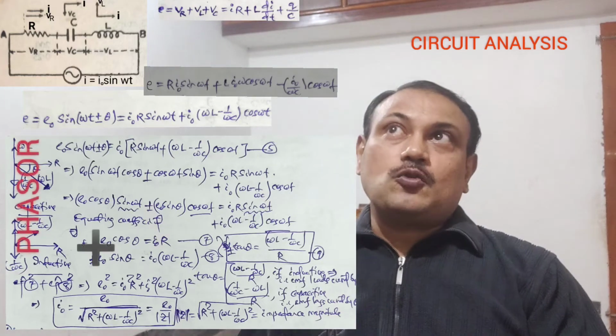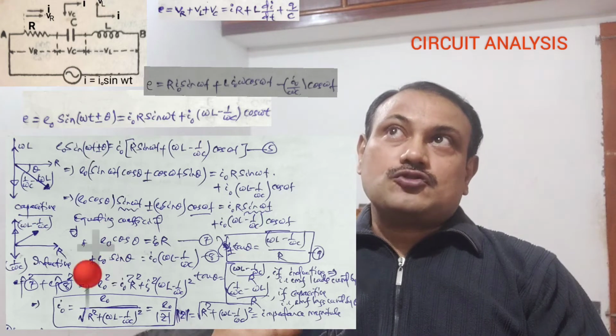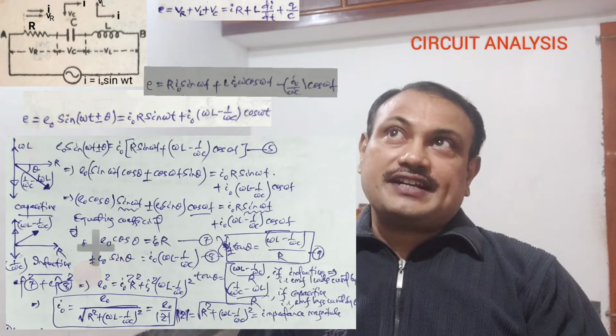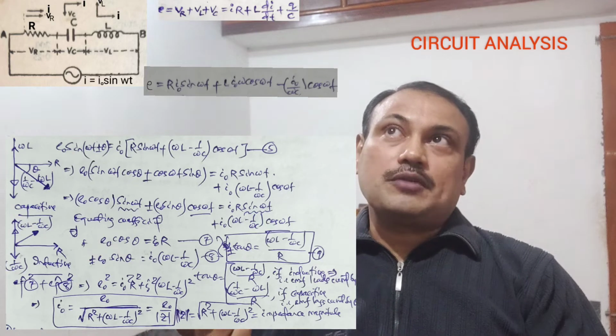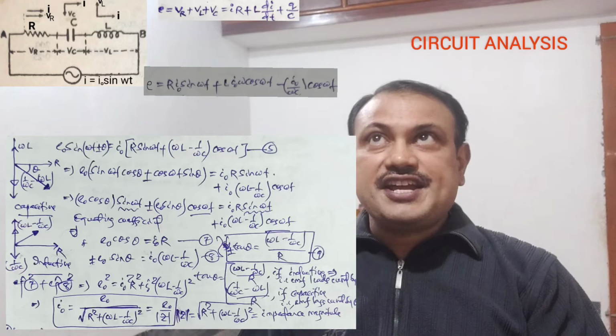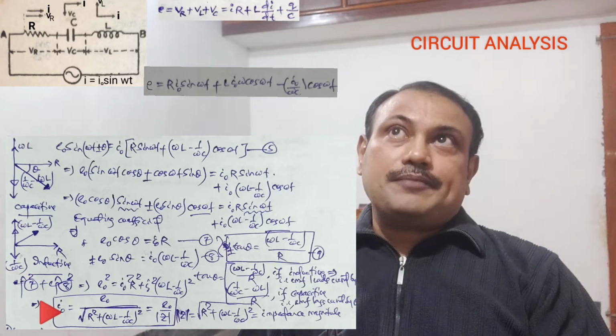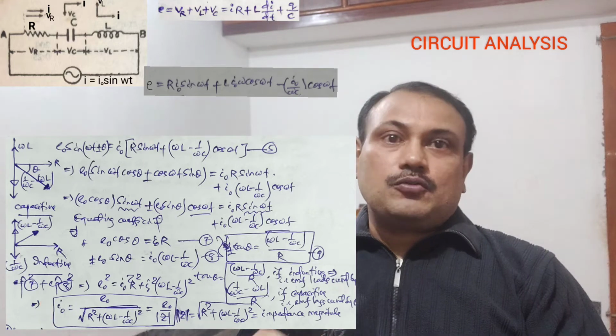If we square and add these coefficients, it will give us E0 square equals I0 square times R square plus I0 square times within bracket omega L minus 1 upon omega C whole square, and that will give us I0 equals E0 by mod of Z, where mod of Z is the impedance, which we can write as square root of R square plus within bracket omega L minus 1 upon omega C whole square.